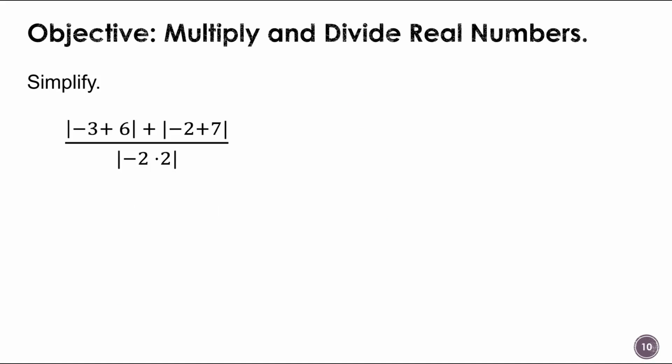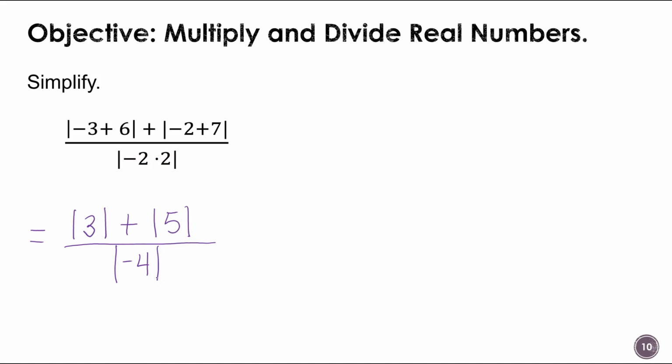So we have absolute value bars 3 times in this example. In the first absolute value bars, I'm going to take negative 3 and add 6. That's going to be a positive 3. On the second set of absolute value bars, I have negative 2 plus 7, so that's a 5. And then negative 2 times 2 in the denominator is negative 4.